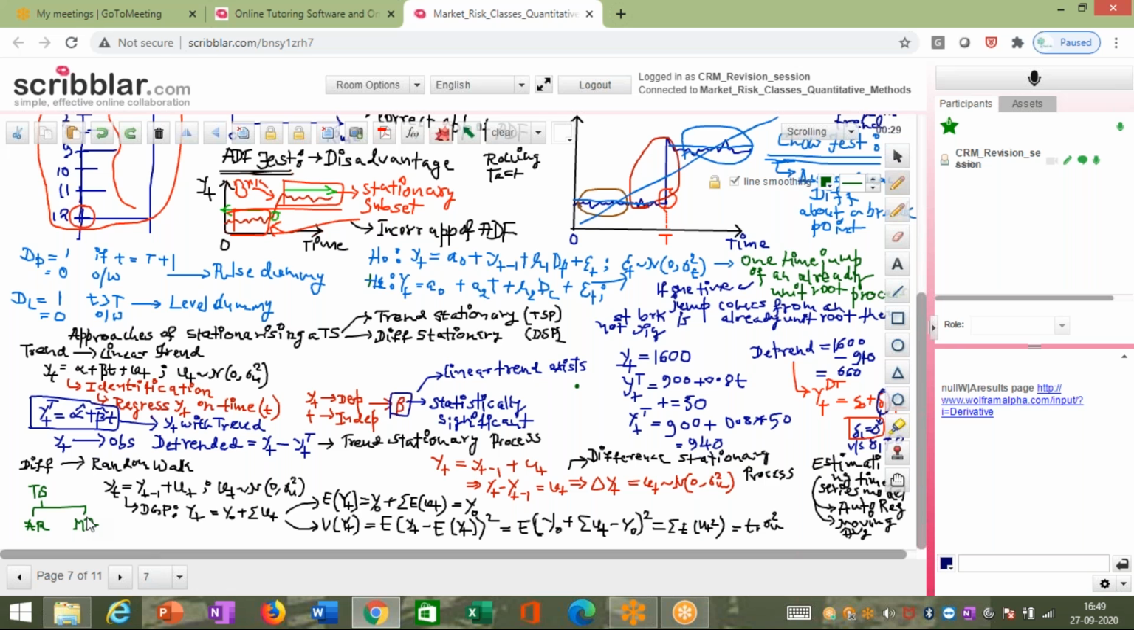Similarly, what are the properties of a moving average process? These are some of the questions that we would look into. And if an autoregressive process is stationary, what should be the patterns of the ACFs and the PACFs? That is, the autocorrelation function and the partial autocorrelation function.